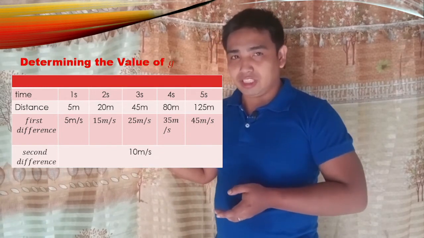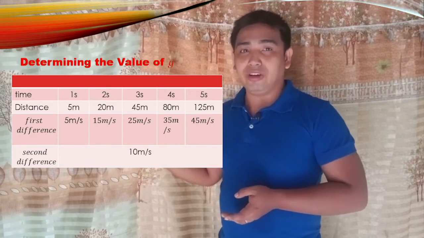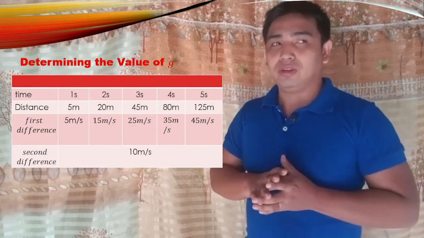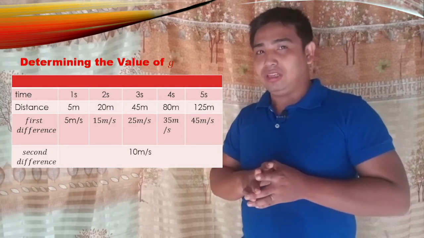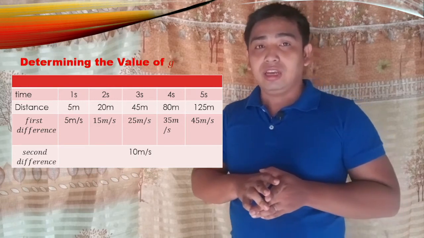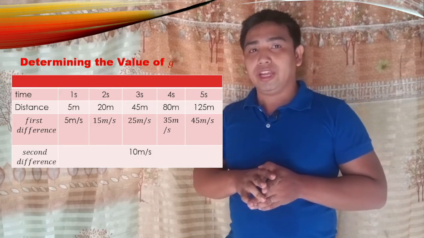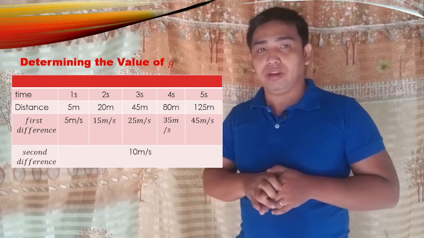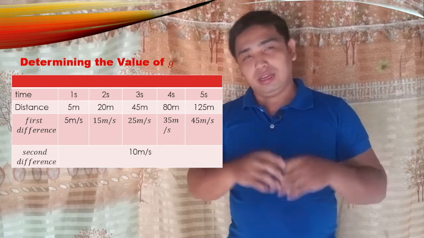But actually 10 meters per second is the value of acceleration due to gravity, only the unit is wrong. So here we have found out that there is a particular constant which is equivalent, or nearly equivalent, to 10 meters per second. So we're gonna do a little bit of mathematical analysis again to formulate the exact equation using the quadratic equation.